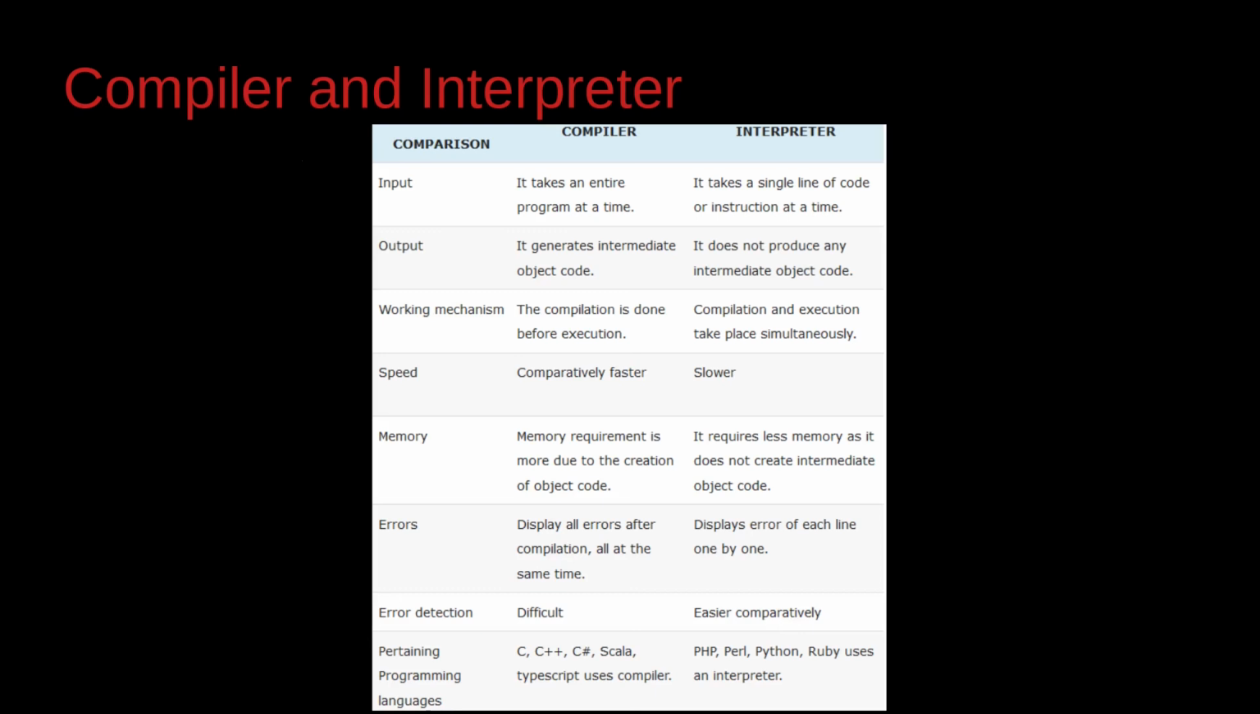Errors. Compiler shows all the errors after compiling in the end. Alright, so all of the errors show up at the same time, while interpreter shows errors one by one, line by line. Error detection. It is difficult in compiler because it does not show you the main issue where things went wrong. While in the case of interpreters, since it is showing us errors line by line, we can check exactly where the issue is.